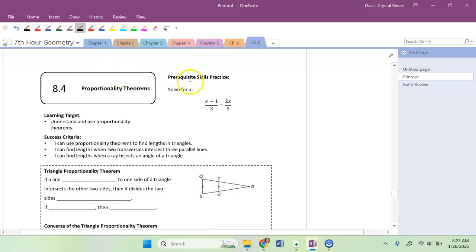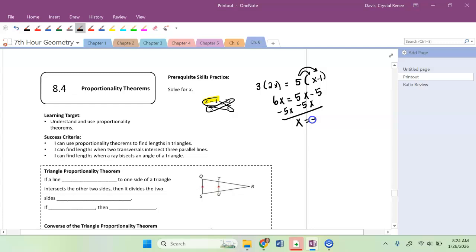Okay, so prerequisite skills, guys, we've been solving ratios and proportions. We should be able to solve this one too. So cross multiply: 3 times 2x is going to be equal to 5. Don't forget you have to put this x minus 1 in parentheses. Because it's in parentheses, we have to distribute. So 3 times 2x is 6x equals 5x minus 5. Minus 5x on both sides, I get x is equal to negative 5.